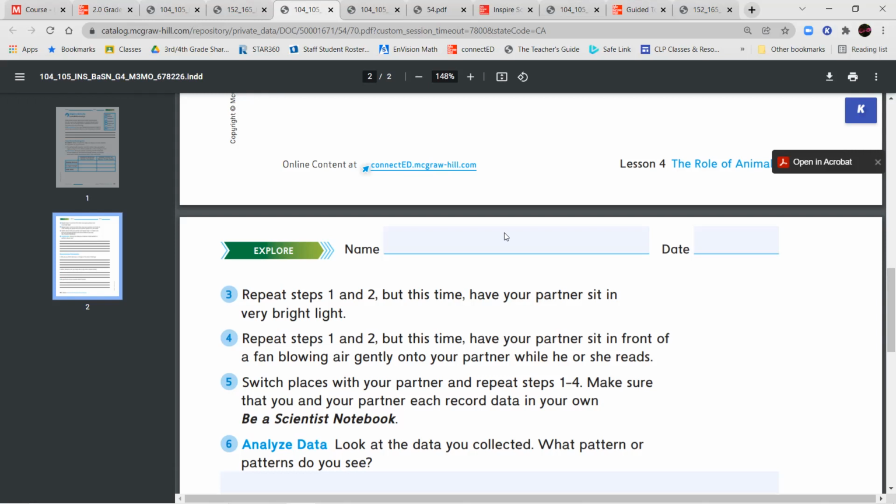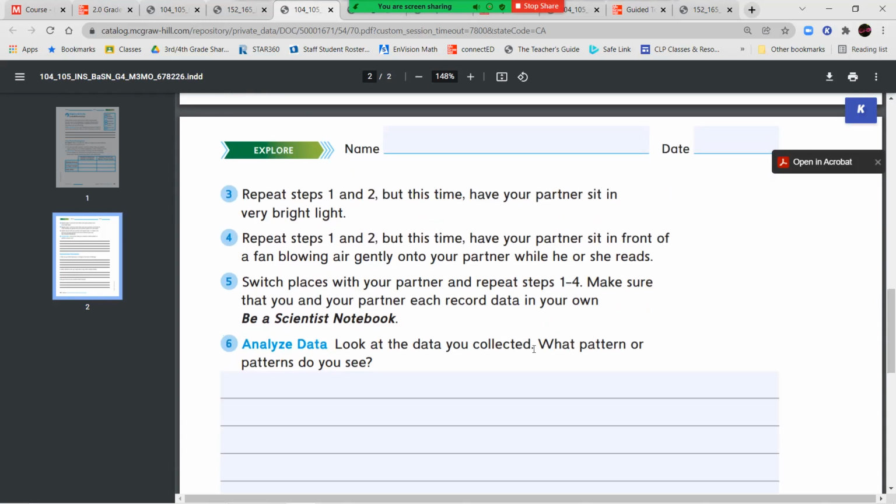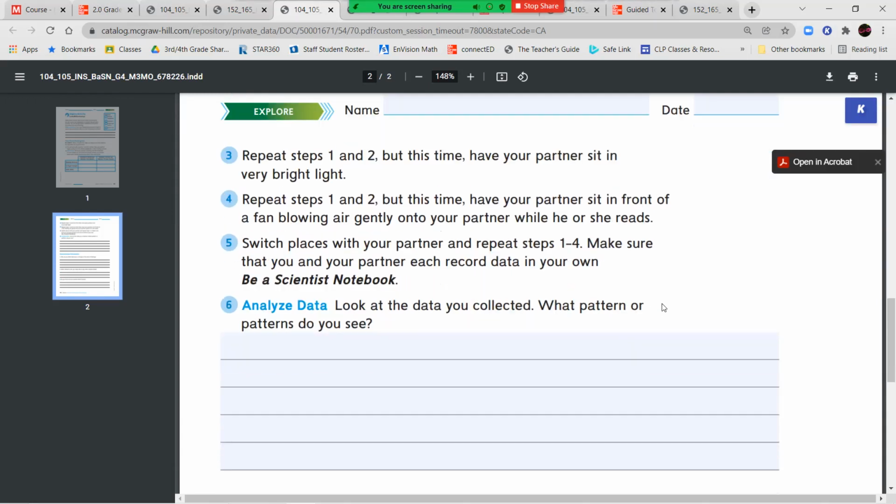The first time you're timing it is with nothing, just to see how many times you normally blink. The second time is counting how many times you blink with a bright light near you. And the third time is how many times you blink when there's a fan near you, blowing wind towards your face. Now, please don't set the fan on high, just on low or medium is fine, just for you to be able to do the experiment. And then of course, you're going to be switching and doing the same thing for your partner.